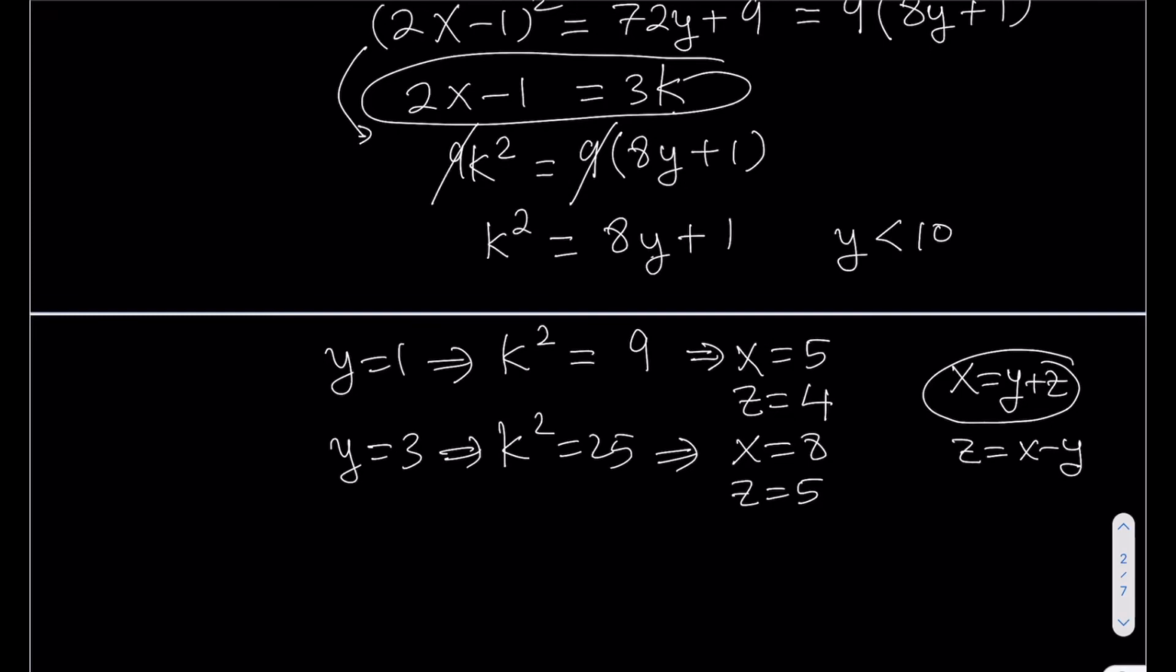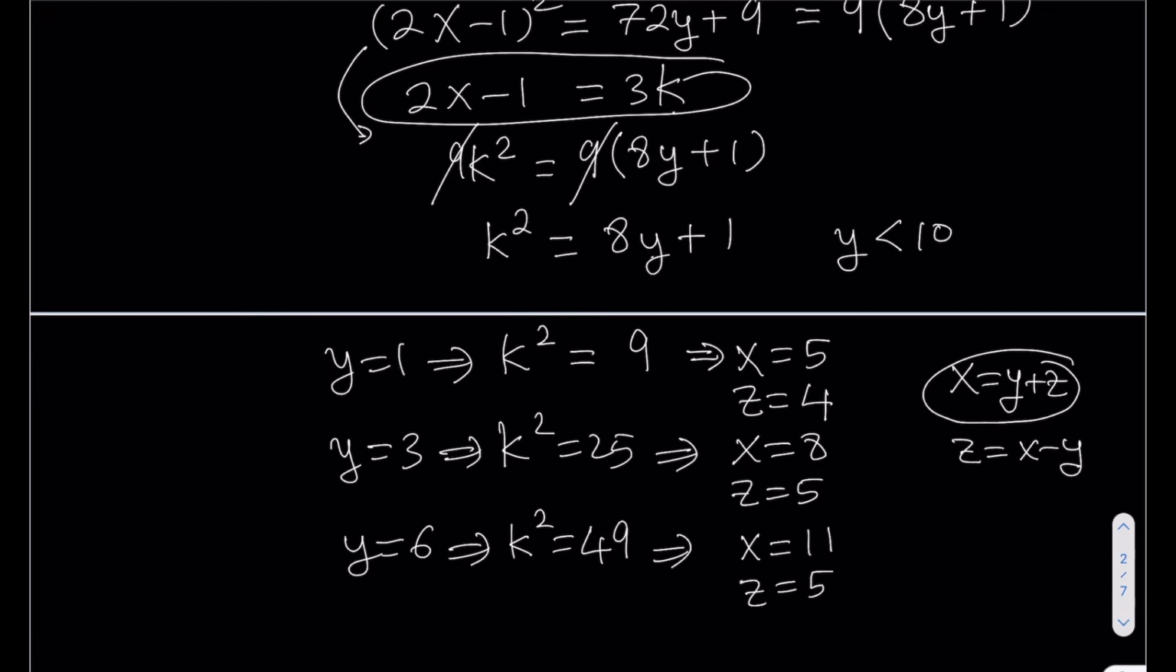And then we can still get more values if y equals 6. Then 8 times 6 is 48, plus 1 is also a perfect square. And notice that y is still less than 10. So from here, k squared is going to be 49, meaning that k is 7. And since k is 7, x is going to be 11. X is going to be 11. And z is going to be x minus y, which is 5 again.